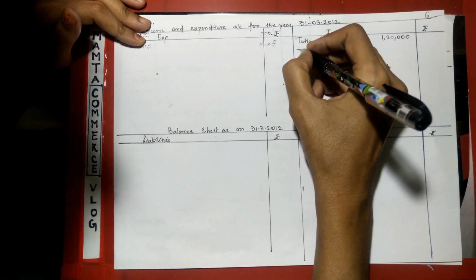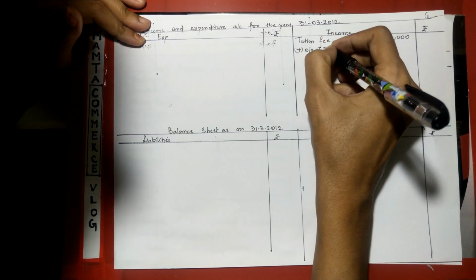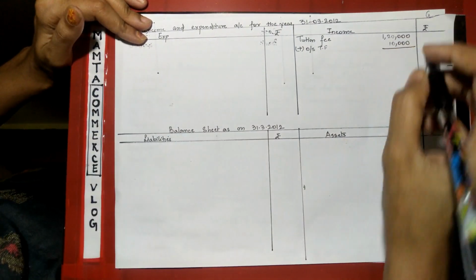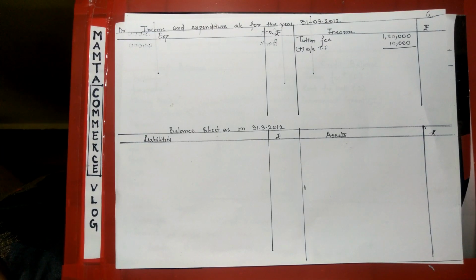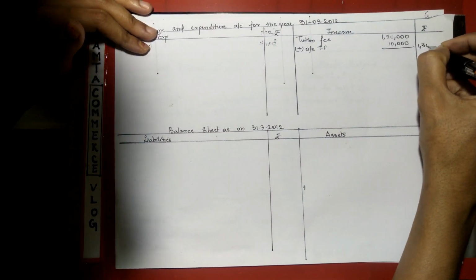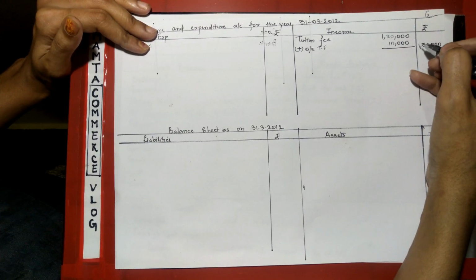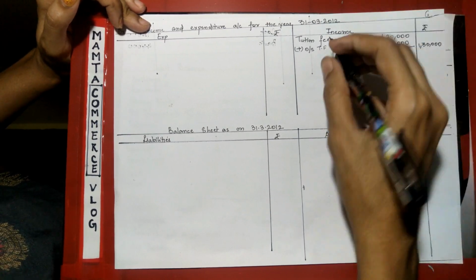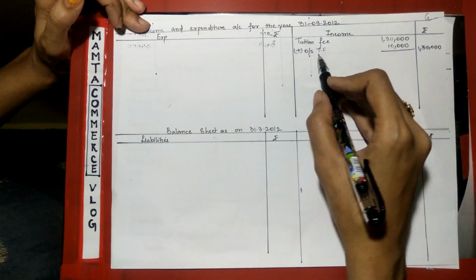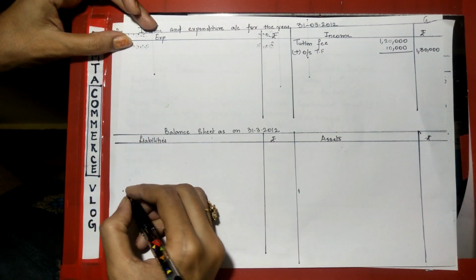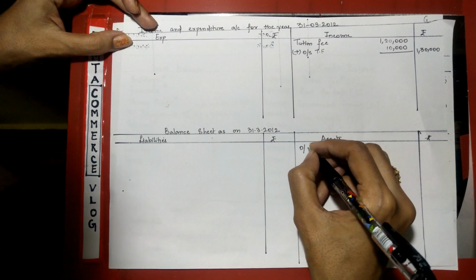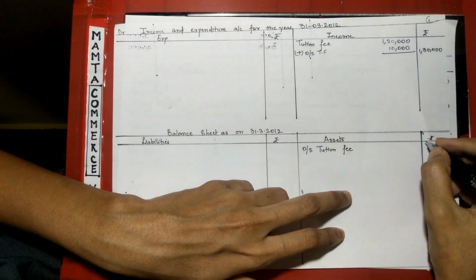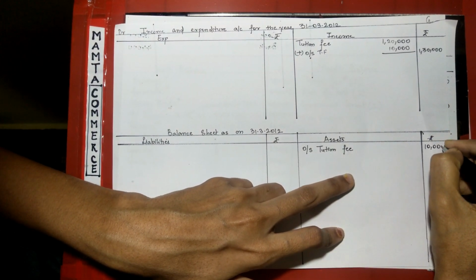1,20,000 plus outstanding tuition fee of 10,000. So the total of 1,20,000 and 10,000 is 1,30,000. As I have discussed in the previous video that for every adjustment there is a dual effect. So this is an adjustment, so we will write the dual effect of this. On the asset side we will write outstanding tuition fee, and the amount is 10,000.